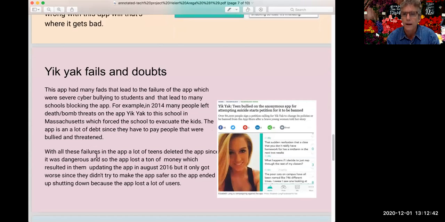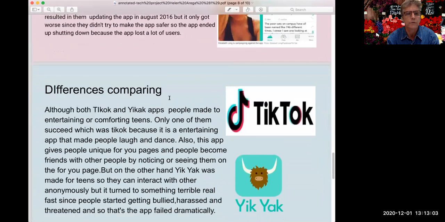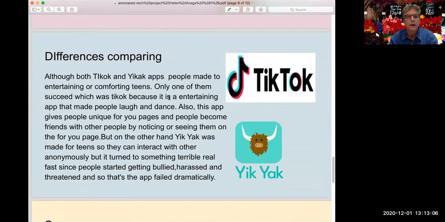So teen suicides apparently were a problem associated with Yik Yak. Lots of teens deleted the app since it was dangerous. They lost a ton of money. They updated it in 2016, but it only got worse since they didn't try to make the app safer. So the app ended up shutting down because the app lost a lot of users, sorry.